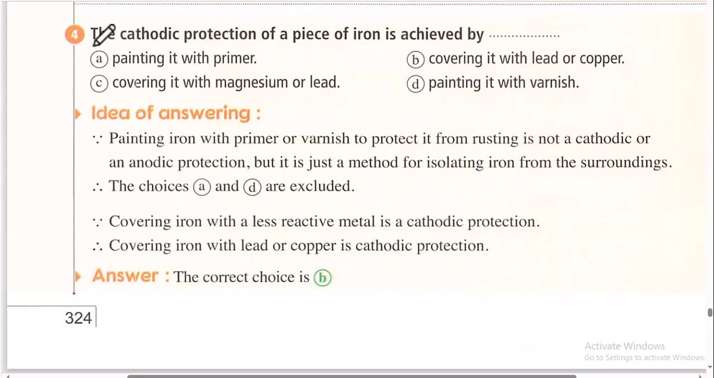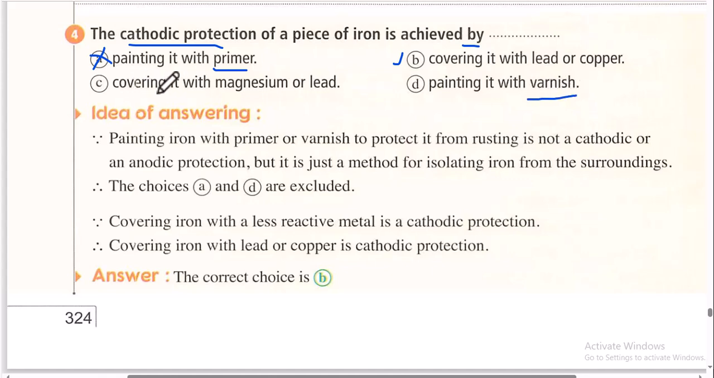Another example, cathodic protection of a piece of iron is achieved by, look at this, cathodic is painting or covering the metal that we want to protect with another less active metal. So first choice, painting with primer. This is organic, this is not correct, this is not a metal. Covering it with lead or copper. Yes, copper or lead is less active than iron, so it is considered as a cathodic protection. Painting with varnish, it is an organic compound, it is not a metal.